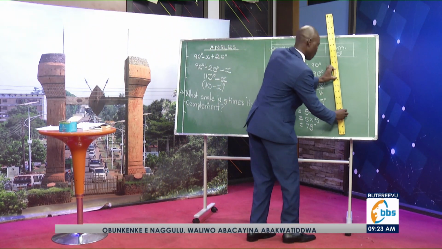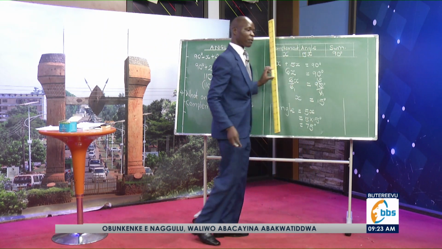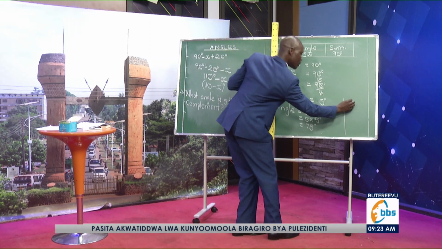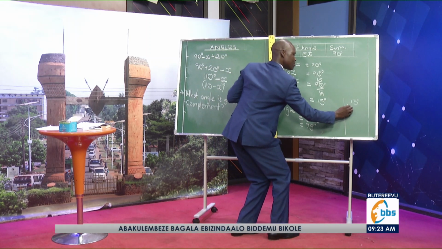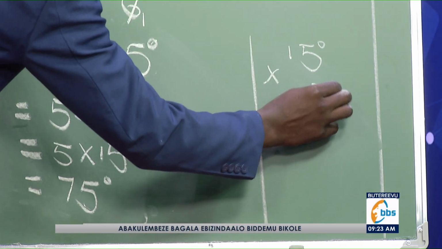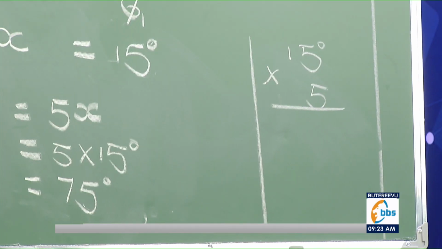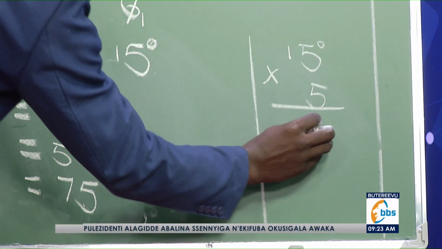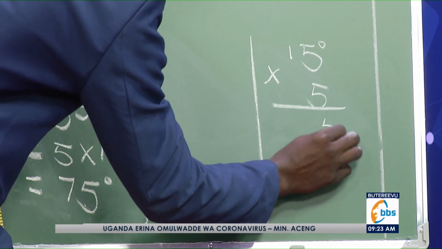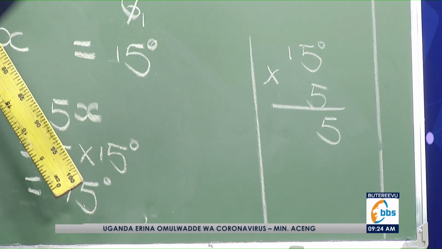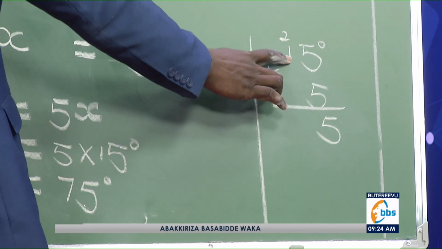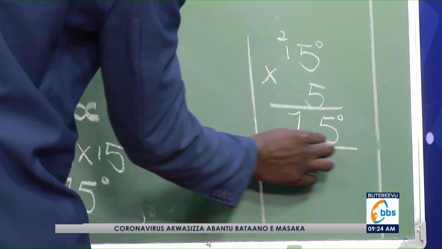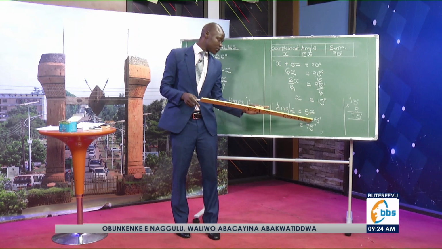You can draw a line on your paper and you show your calculation from the side. This one can be 15 degrees times 5, to make sure you don't lose your mark. 5 times 5, you will get 25. You write 5 and you carry a 2. 5 times 1 is 5 plus 2, you get 7. These are degrees. So you realize that your answer is correct.